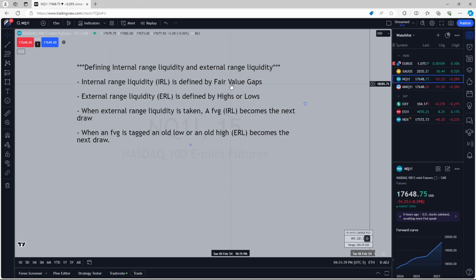We all know what fair value gaps are. SMC concept, everyone uses fair value gaps. And then external range liquidity, the ERL part, is defined by highs and lows. And you can think of this as a formula. It's simple. When ERL is taken, then the next draw on liquidity is IRL, and then when IRL is taken, the next draw is ERL, right?